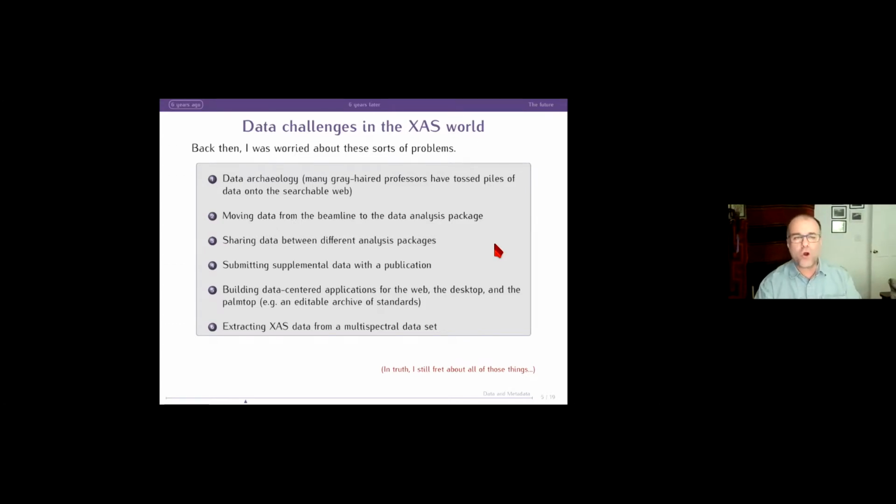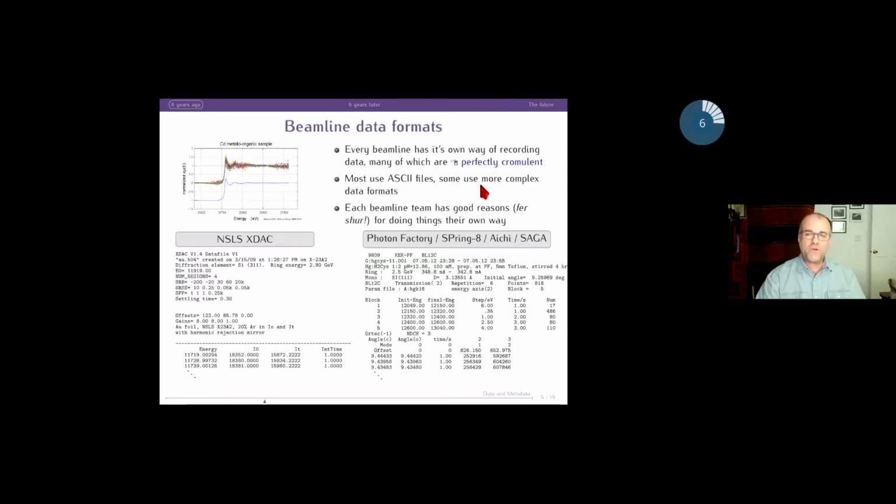We have a lot of other problems. We had a lot of other problems that I was worried about at the time. Moving data between the beamline and data analysis, sharing data between different analysis packages, submitting supplemental data, the whole thing. All of these were problems that I was worried about at the time. And in truth, I still worry about all of these things, but the scope of the things that I'm concerned about has grown. So let me show you where I was coming from.